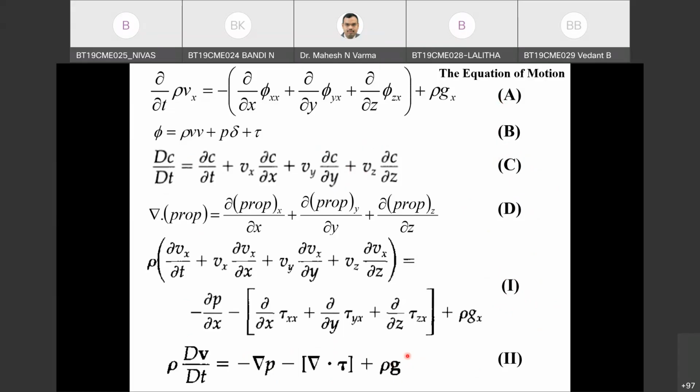Roll number 26, Vijit. Roll number 26. Roll number 30, Money. Yes, sir.